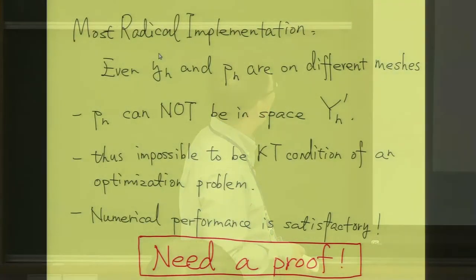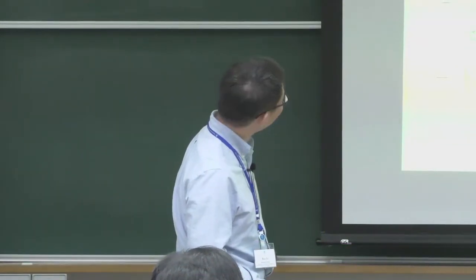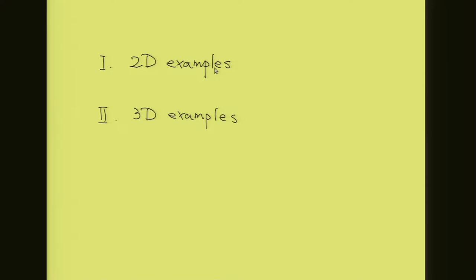And I already mentioned that the most radical implementation is that we can even use different meshes for y_h and p_h. In such a case, this p_h is impossible to be in this space anymore, and impossible to be the KKT condition of any optimization problem. The discretized optimality condition, we do not have. The numerical performance is always great, and we need the proof, but I already gave up on a lot of this, since I moved to some other topics after that. Yes, the next thing is the code and the examples, and I will try to show you on my computer.